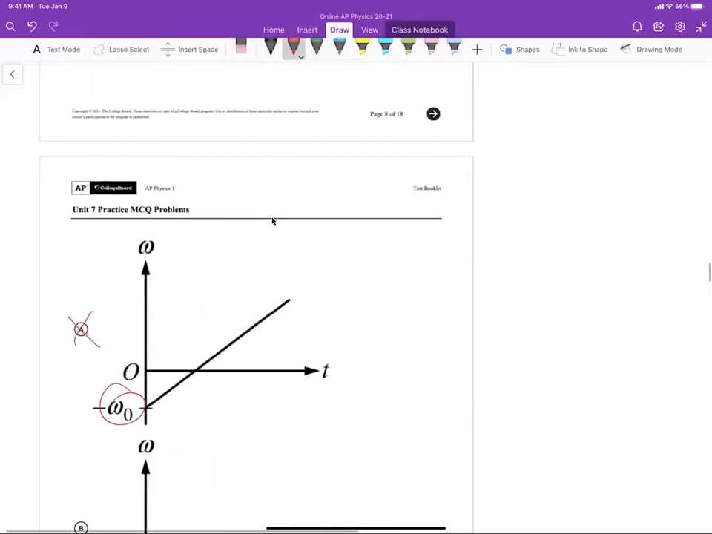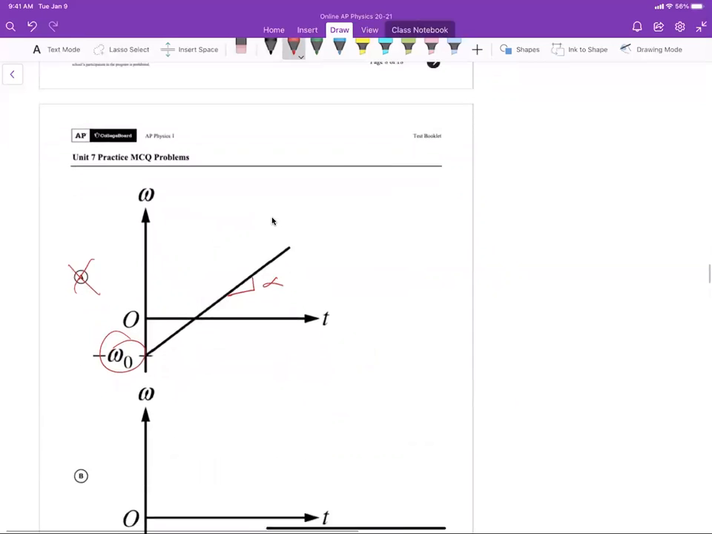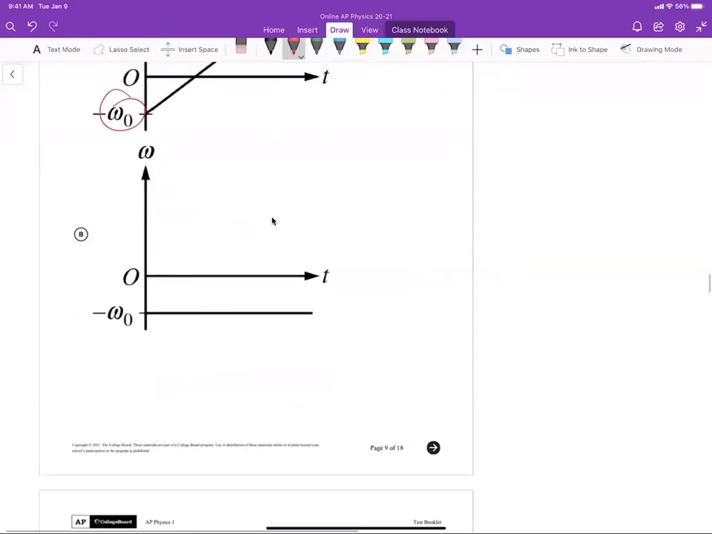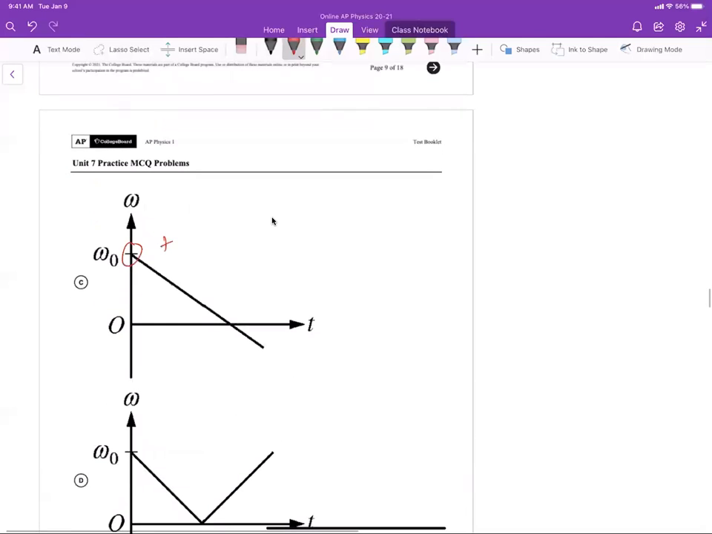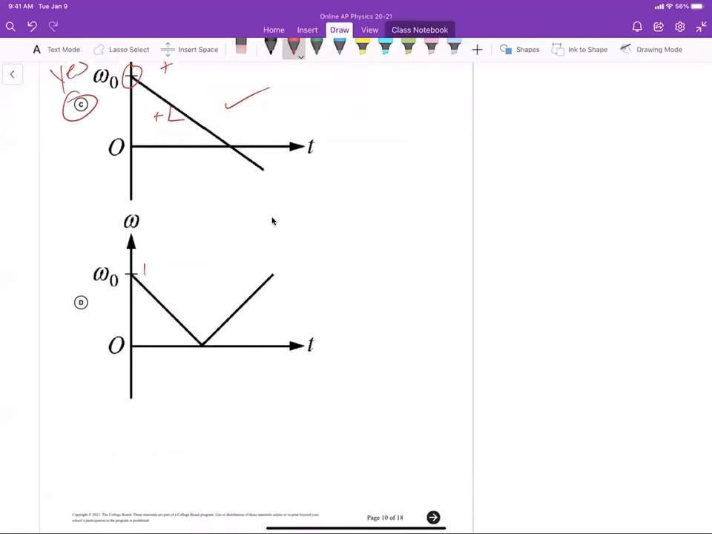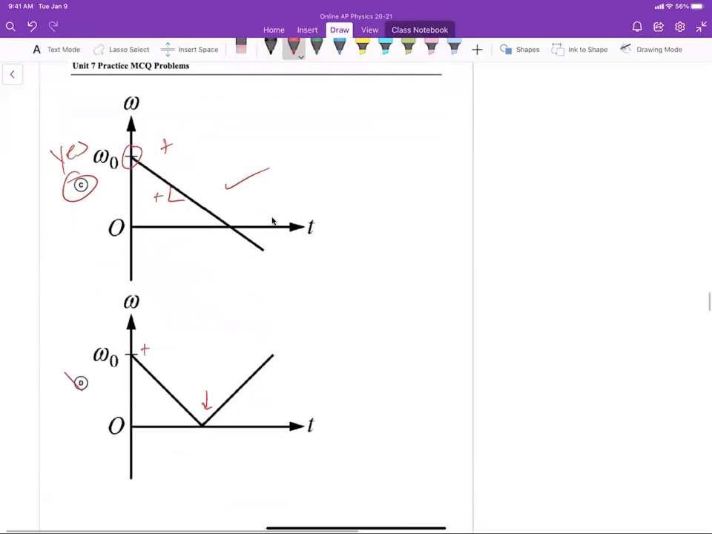A is not a possibility. I have a negative initial angular velocity with a positive angular acceleration because of the slope. This one is not an option because I have a negative angular velocity initially and zero acceleration. This one works, positive slope, good to go. That is my answer. This one does not work because what in the world happened here? So at any rate, this is a no.